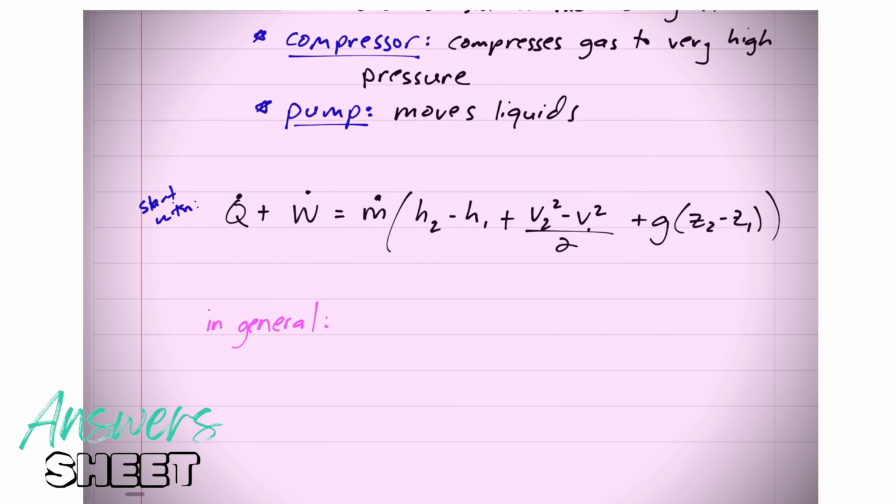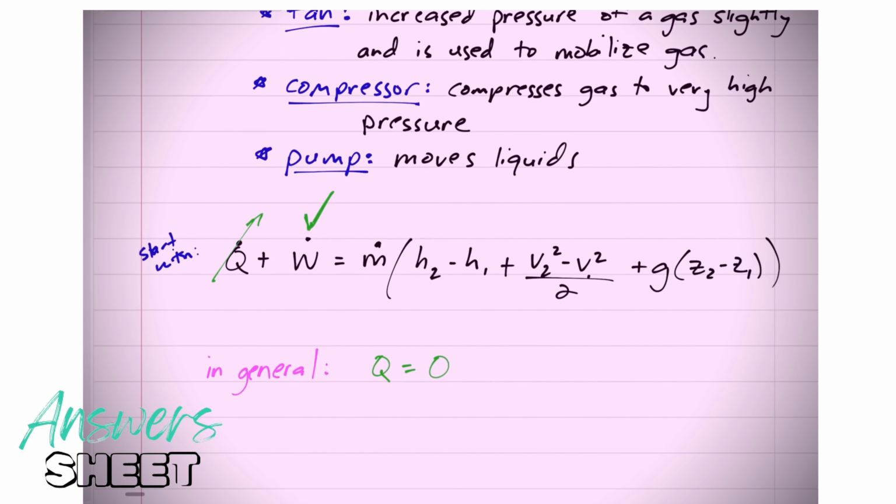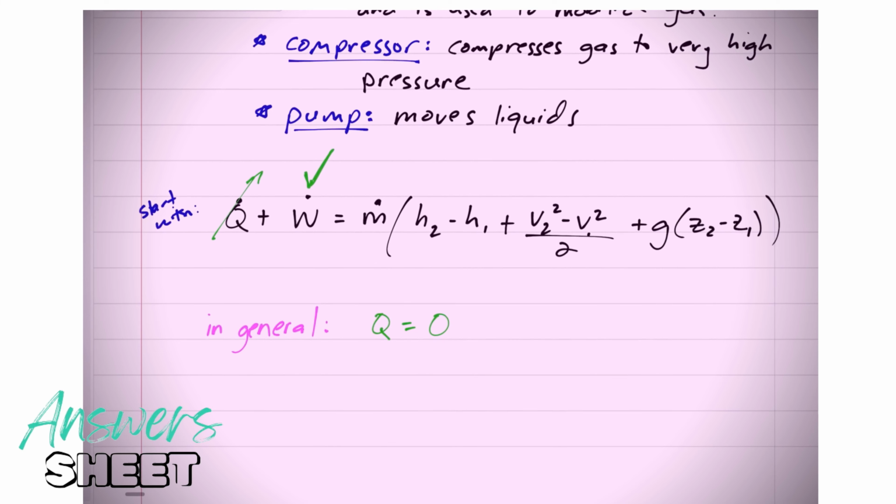So we're starting with this because it's steady flow, one inlet, one outlet. In general, 75% of the time, there's no Q. There definitely is W. That's the whole point of a turbine, is to get the work out. And for a compressor, you definitely have to put the work in. There's always going to be H for all these steady flow device problems.